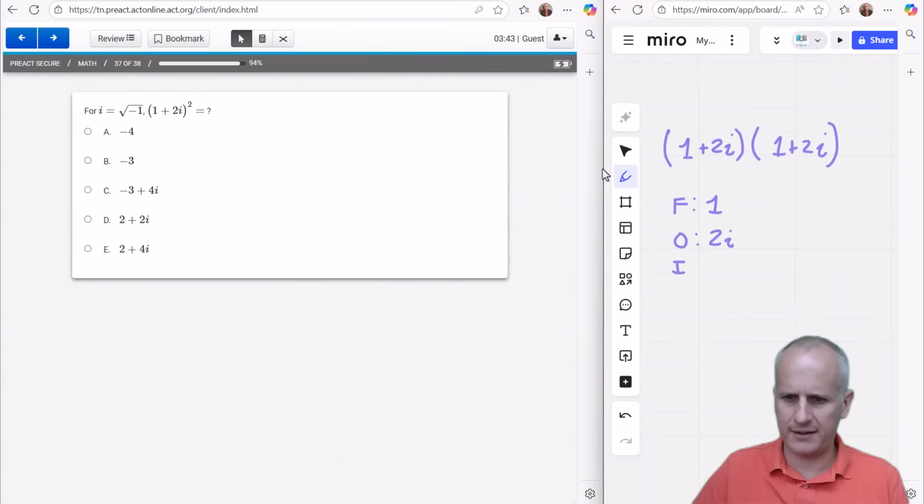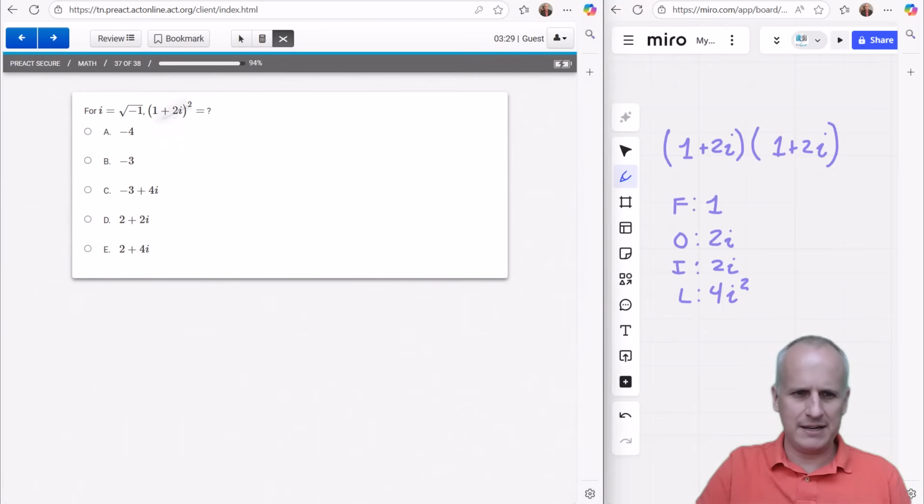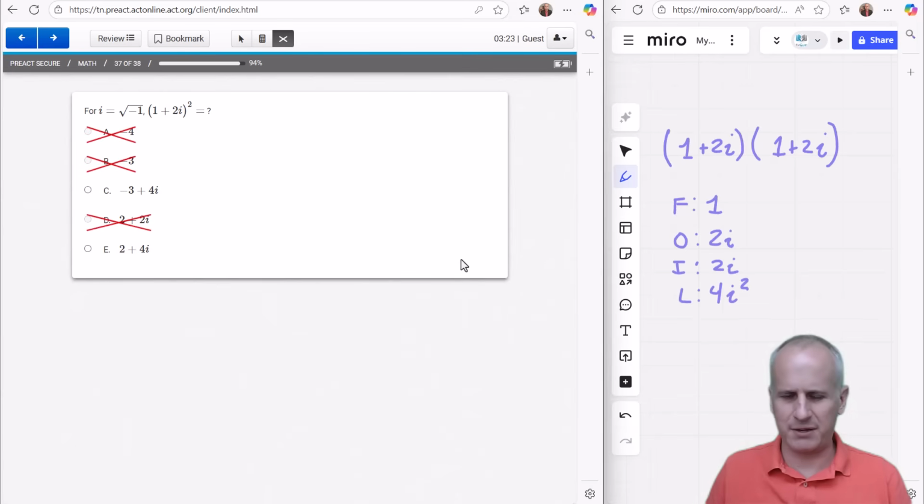Then we've got our inner terms, which is going to be 2i times 1 again, which is going to be another 2i. And L is going to be 4i squared. Now, on the exam, I might go ahead and immediately eliminate anything that doesn't have 4i, because we know that there has to be 4i, and you're not going to be able to cancel out the 4i just when i is stated as an i.